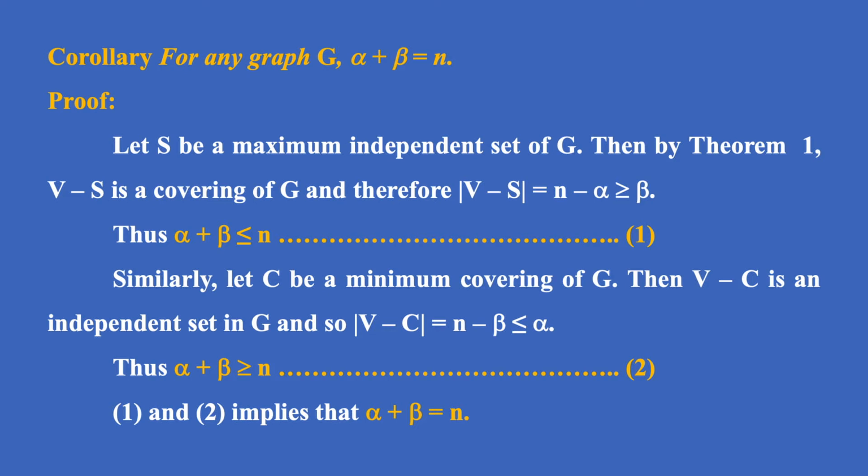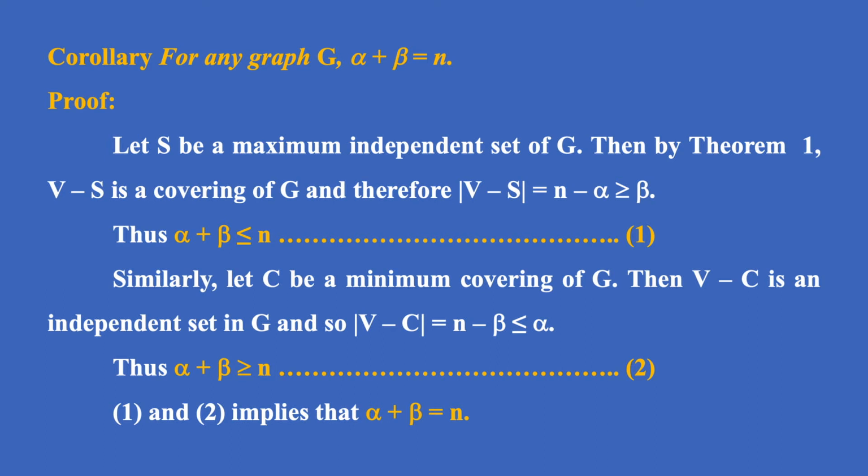Next, let us see a corollary of the above theorem. For any graph G, alpha plus beta is equal to n. We shall see the proof now. Let S be a maximum independent set of G. Then, by the previous theorem, V difference S is a covering of G, and therefore the cardinality of V difference S is equal to n minus alpha, which is greater than or equal to beta. Thus, alpha plus beta is less than or equal to n. Take this inequality as 1.